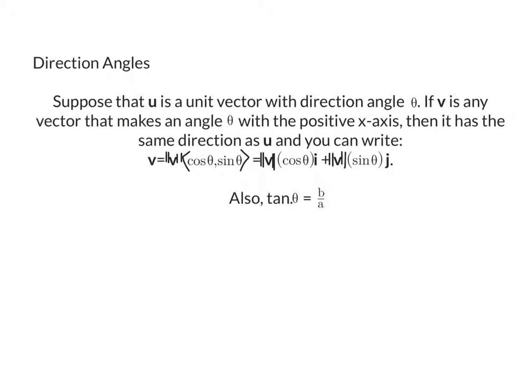Okay, so direction angles. It says, suppose that vector u is a unit vector with direction angle theta. If vector v is any vector that makes an angle theta with the positive x-axis, then it has the same direction as vector u, and you can write that vector v is equal to the magnitude times cosine theta, sine theta, which is equal to the magnitude times cosine theta i plus the magnitude times sine theta j. You can also use tangent theta equals b over a.